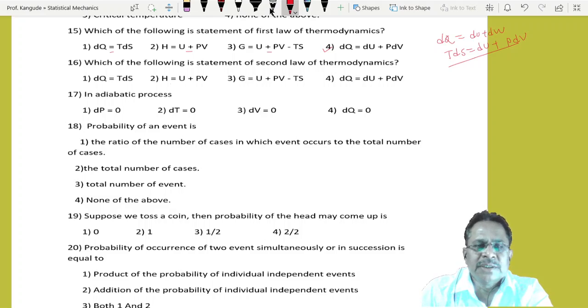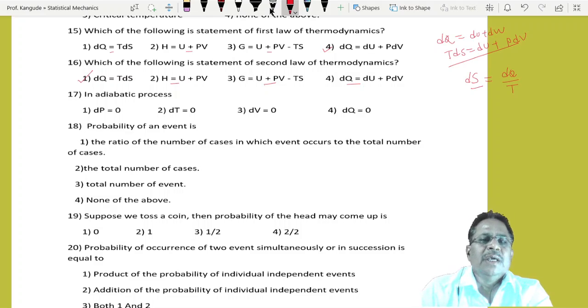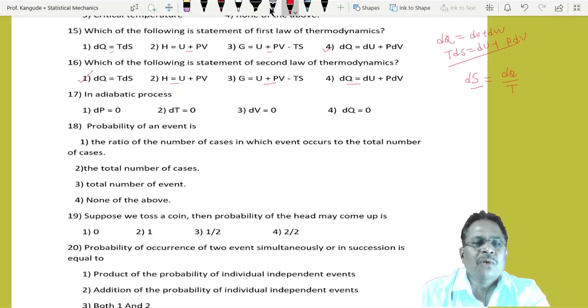As I said, this is enthalpy, this is Gibbs free energy, and this is the first law of thermodynamics. So the correct option here is dq = TdS, that is called entropy. We know the relation for entropy: change in entropy is the heat absorbed or evolved at that temperature. This ratio of heat absorbed at an absolute temperature is called the entropy of the system. So dq = TdS is the mathematical expression for the second law of thermodynamics.